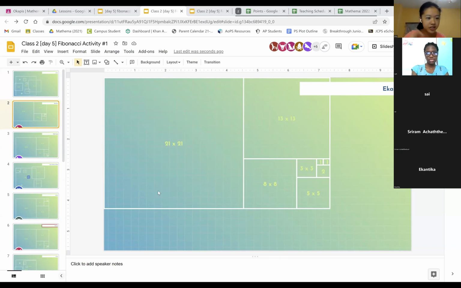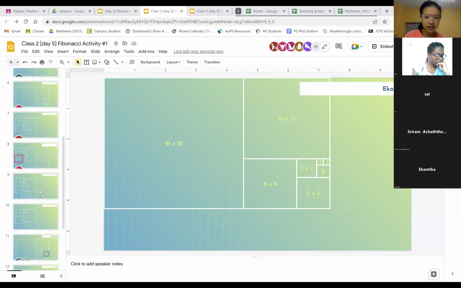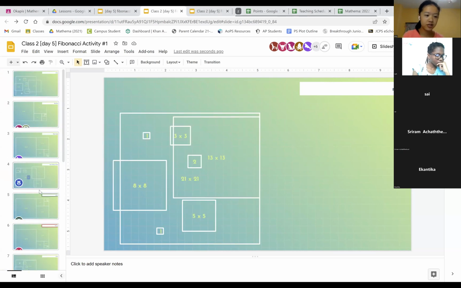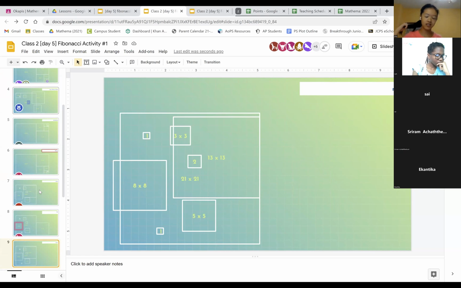Okay, if you just came in, we are going on this slideshow and picking a slide that hasn't been taken by someone. I think slide 9 is available. So go on that slideshow and try to drag the squares together to make a rectangle. Today we are learning about the Fibonacci sequence and the golden spiral and the golden ratio. That's why we're doing this activity.